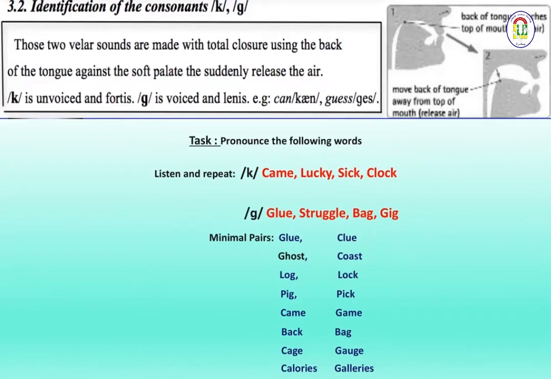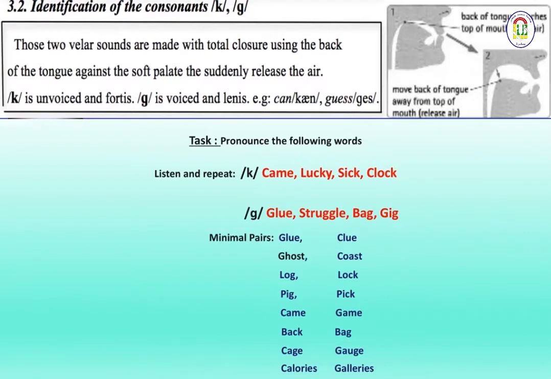K is unvoiced and fortis, that is, produced without vibration in the vocal cords and produced with more force than g. It is fortis because it is produced with strong articulation or with force. G is voiced and lenis, that is, it is produced with vibration in the vocal cords and produced with less force. This is why it is called lenis, like in can and guess.